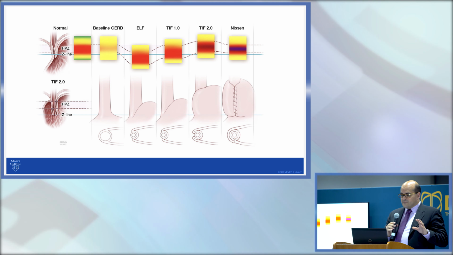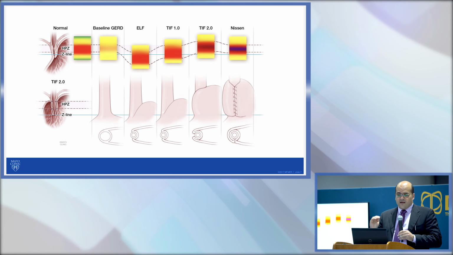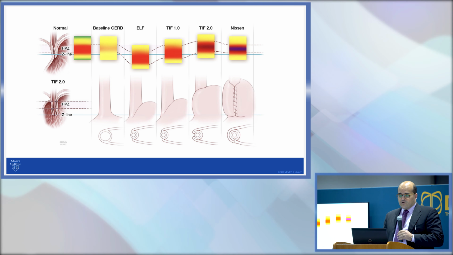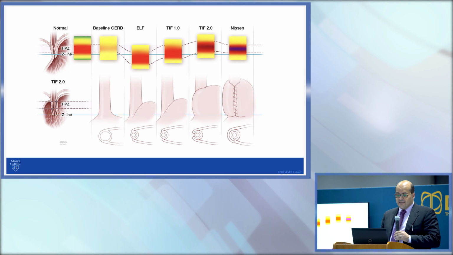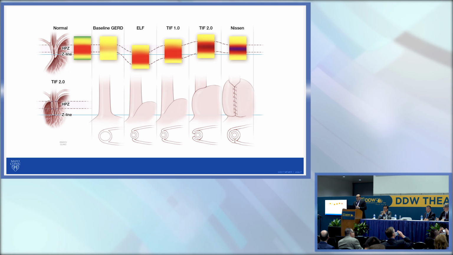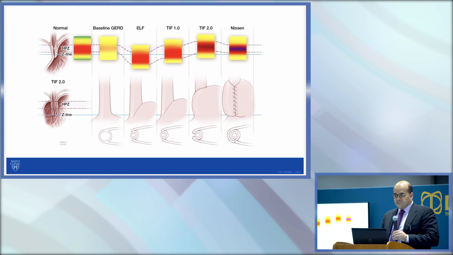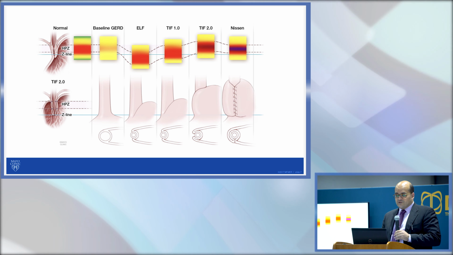This is a cartoon that demonstrates this. If you look at the color schematics, this is the high pressure zone that you're creating. In a normal anatomy, you have a high pressure zone that is above the Z line. In a GERD patient, you could see that this high pressure zone is diminished. With the first iteration of the procedure, the ELF procedure, they were creating a gastrogastric plication.